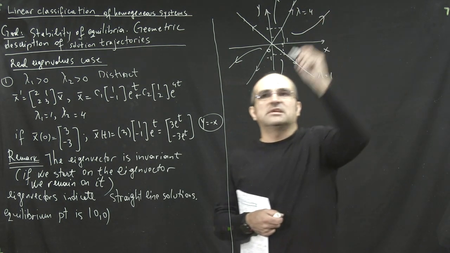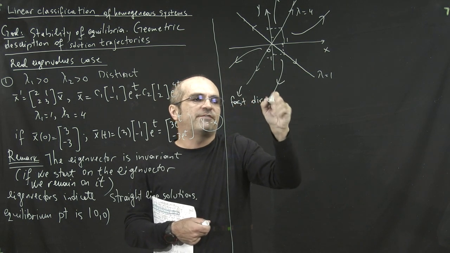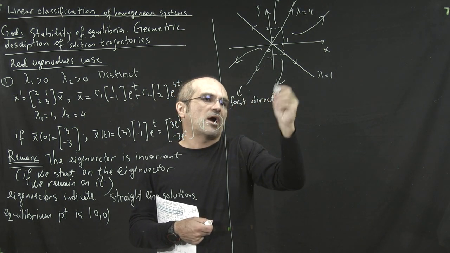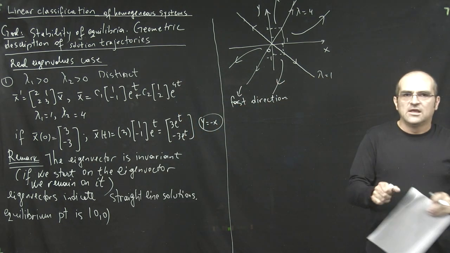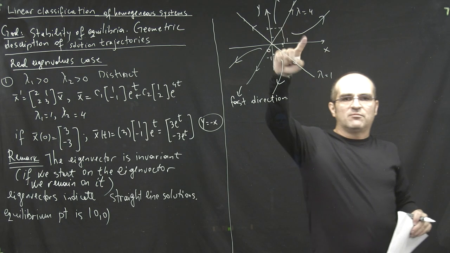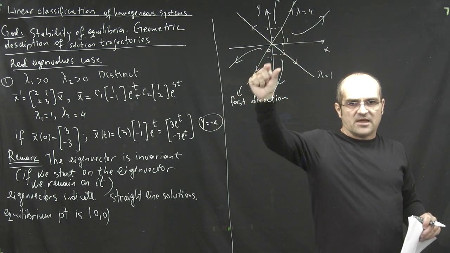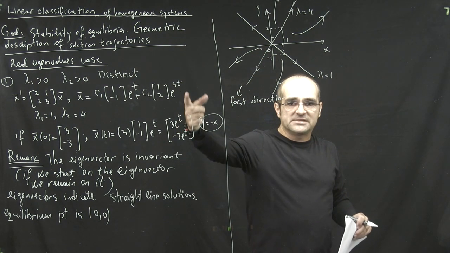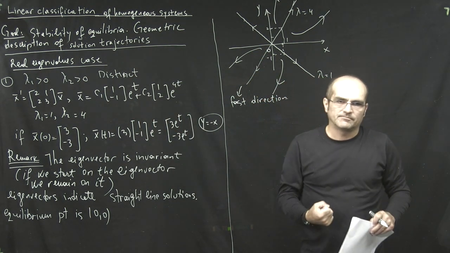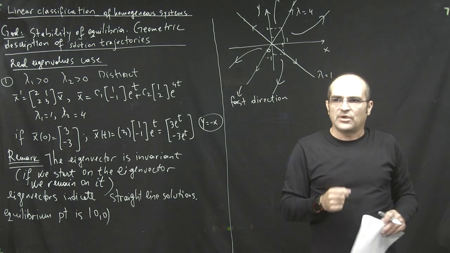So sometimes we call this the fast direction, or the faster eigenvector or eigenvalue, because it pulls the solution away from 0 much faster. If the difference between the lambdas is even more pronounced, you will see these lines almost parallel to the fast eigenvector, because again, e to the 4t increases much faster than e to the t. So that's roughly speaking the shape of the solutions around the equilibrium point.